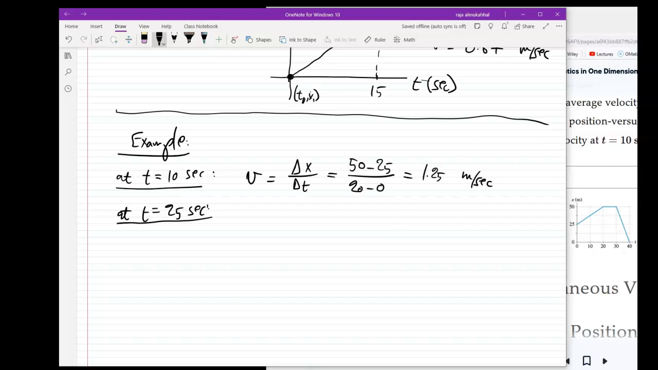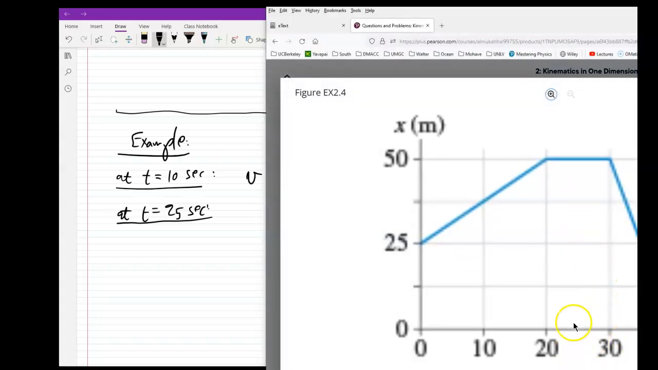Again, we do the same thing. Where is the 25? Well, the 25 is right here in the middle. The 25 is right here. So basically on this line segment, I can put in the answer very quickly. I hope you see that. It's 0 because it's a horizontal segment and the slope of a horizontal line is 0, okay?